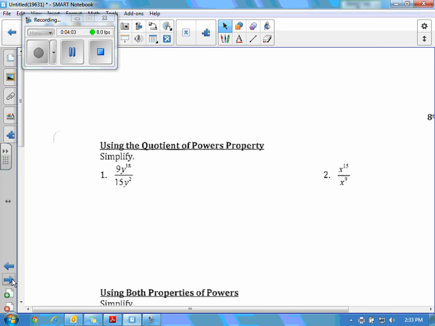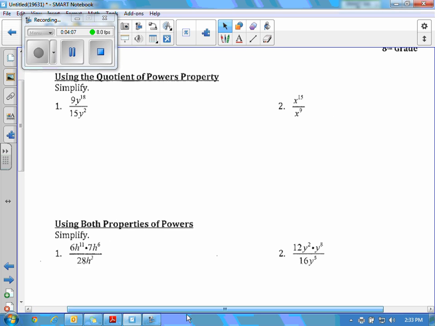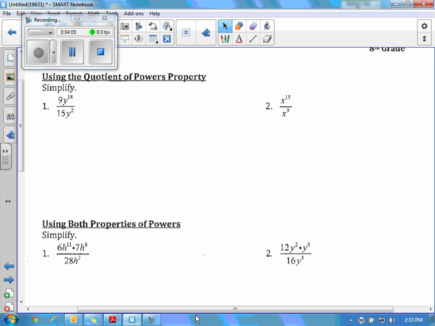All right, then flipping over to the back. So we did the quotient of powers property with just numbers. Now we're going to do it with variables. So looking at number 1, the first thing you need to understand is that your base for this is y. Okay, not the 9, not the 15. The base is y, which means I can go ahead and simplify 9 over 15.